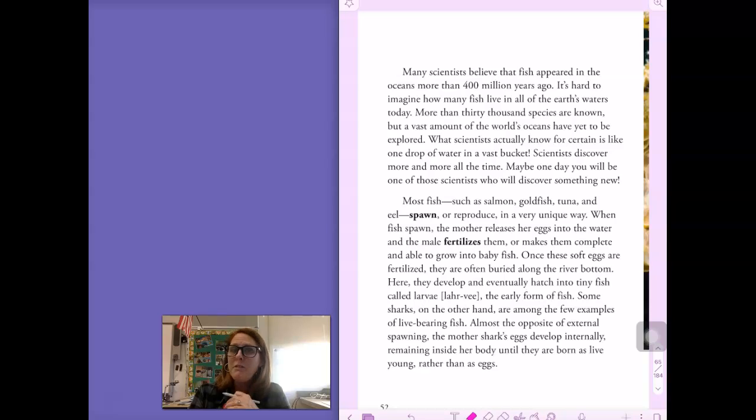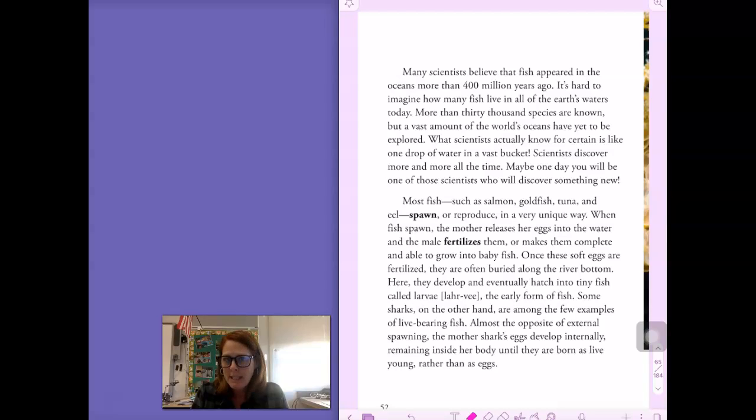Many scientists believe that fish appeared in the oceans more than 400 million years ago. It's hard to imagine how many fish live in all of the Earth's waters today. More than 30,000 species are known, but a vast amount of the world's oceans have yet to be explored. What scientists actually know for certain is like one drop of water in a vast bucket, a big bucket. Scientists discover more and more all the time. Maybe one day you will be one of those scientists who will discover something new.